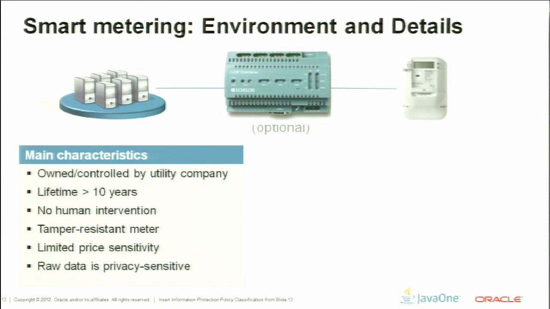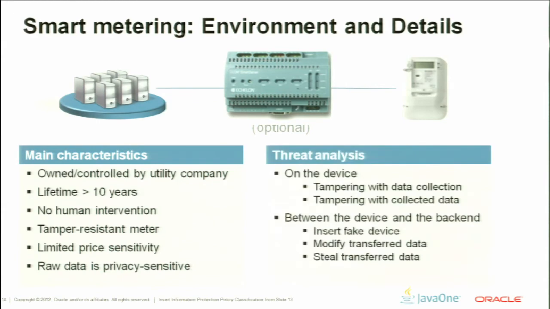The good part for people who sell the meters is that usually the price sensitivity for this is quite limited, which means that it's unlikely that utilities will go straight for the cheapest meter around. They will more look at the functionality and make sure that they get the best combination of good price and good capability. So there's a possibility here definitely to differentiate on these kind of things. And the last thing also is that the raw data here is privacy sensitive, so we have to be careful about this data.